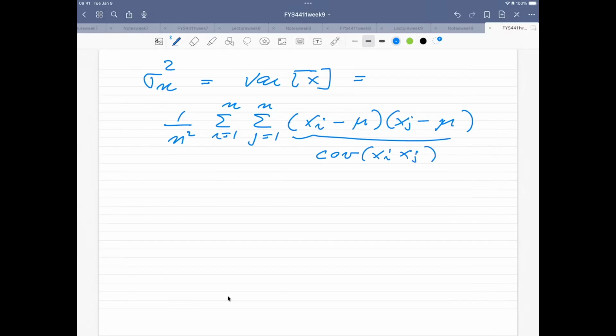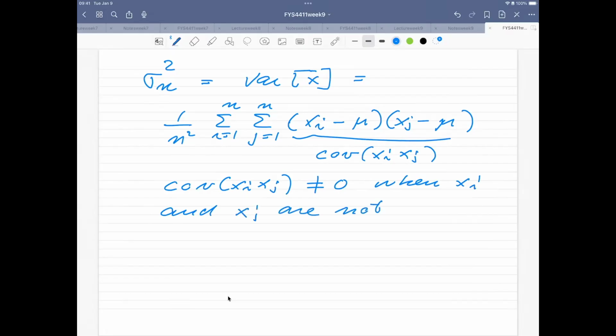Now, the covariance between these two quantities, the covariance of xi, xj, is normally different from 0 when xi and xj are not independent. If these are independent and identically distributed variables, then the covariance is equal to 0.